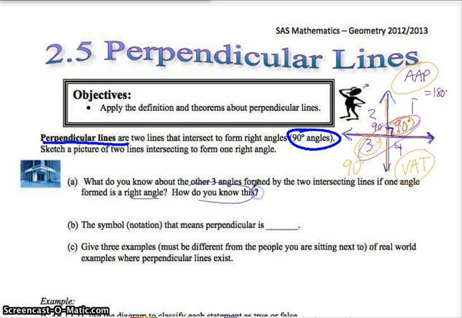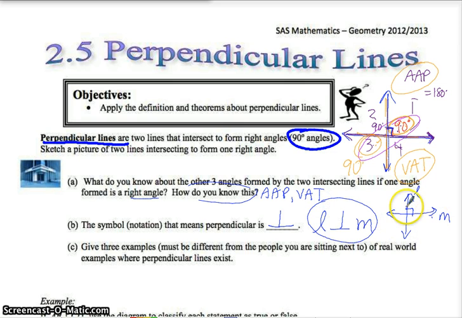So how do we know this? Because of angle addition postulate or because of the vertical angle theorem? The symbol that means perpendicular is this symbol here. That means if I put line L is perpendicular to line M, that means when I drew them, I could sketch line L, sketch line M, and then put the symbol in the corner, which shows that I comprehend what this means. Line L, perpendicular to line M.